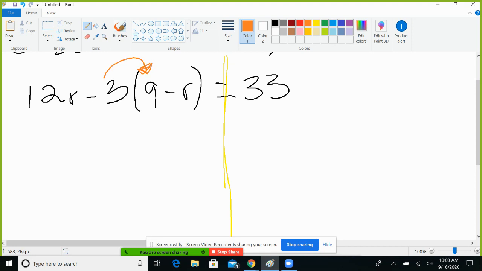Whoa, whoa, whoa. Where'd you get the 6? Oh, you have to multiply. So this has to be multiplied through the parentheses because it's attached, because there's no operation right here. It means it's multiplication. So I have to multiply the -3 times the 9. And then I have to multiply the -3 times the -r.